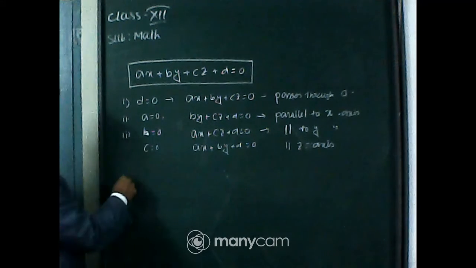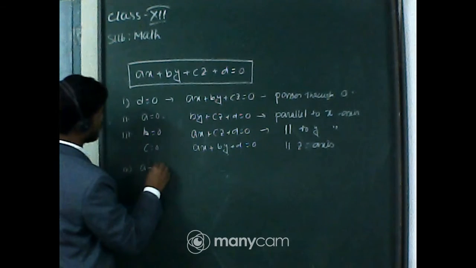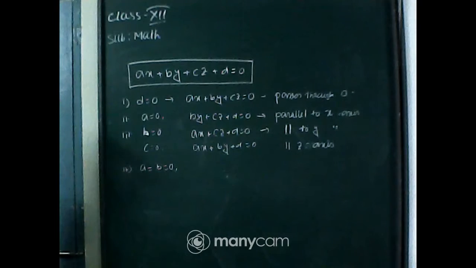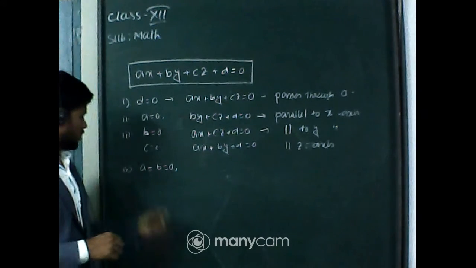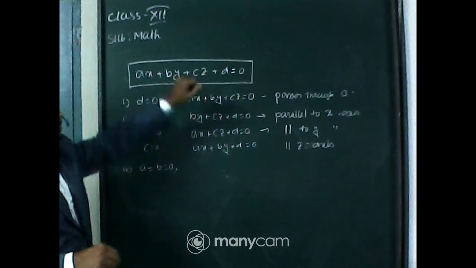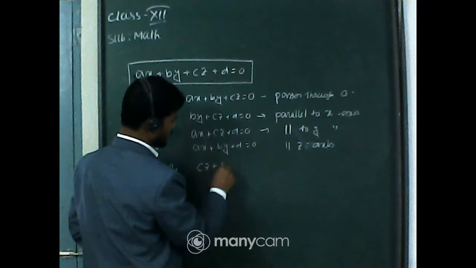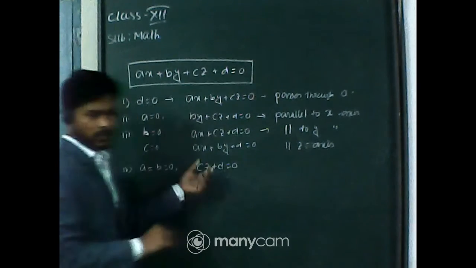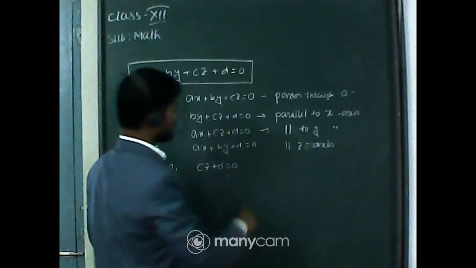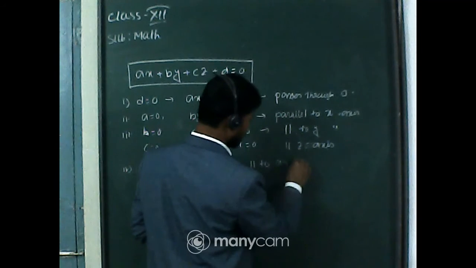Now if I put a equal to b equal to 0 and c is not equal to 0, that means a and b are 0 but c is non-zero, then the equation will be cz plus d equal to 0. This will give you a plane which is parallel to the xy plane.